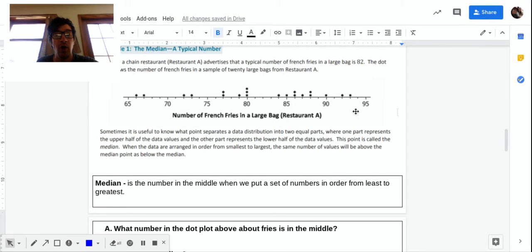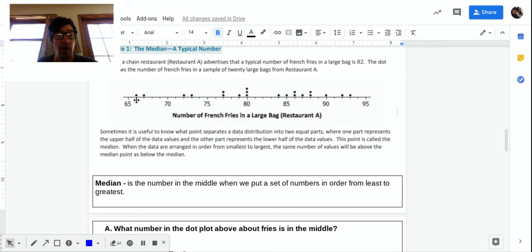The numbers below tell you how many fries are in a large bag at restaurant A, okay? So they went and ordered a bunch of fries at this restaurant, and every time they would count how many fries they got in a large bag, and then they put it on a dot chart. Okay, so this is 65, so that means the slash after is 67, 68. They never had counts for all these. 72, 73. It's all in order.